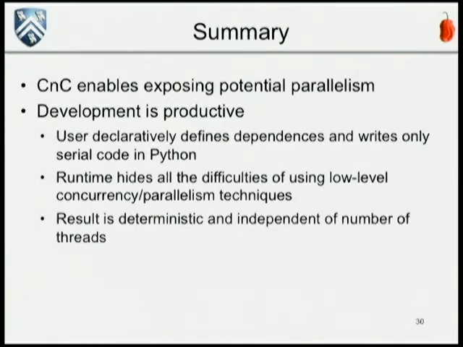OK, so summarizing, if you use CnC, you don't have to write any explicit parallel code. You just write serial code, and there's no restriction on the Python you write in your serial code. And once you have your CnC graph defined, you can expect the runtime to extract the parallelism for you. And the other benefit is CnC ensures that your result is always deterministic. So if you have a bug in your program, no matter how many worker threads you use, you'll always see that bug. If you get some result, no matter how many worker threads you use, you'll always get the same result.